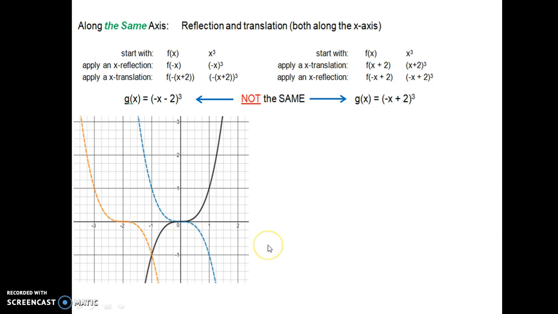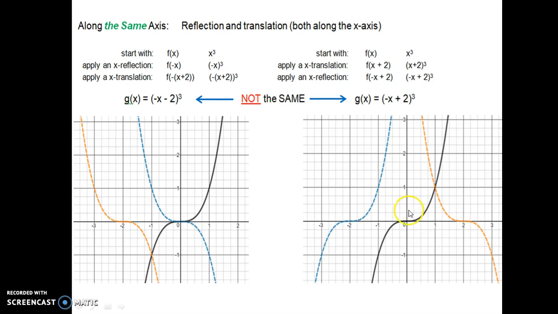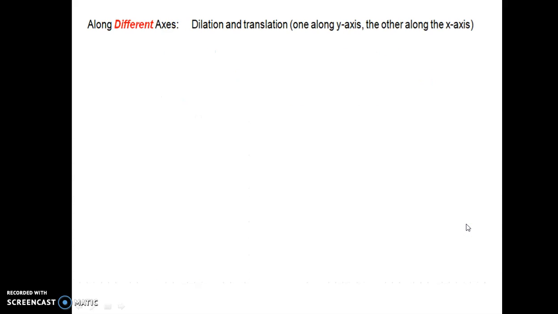Here it is. Over here, we did the movement first, so here's the original. It moved 2 units, and then from there it flipped across the axis, so flipped across and ended up here. Totally different result. Here the end result is here, here the end result is here. Very different.